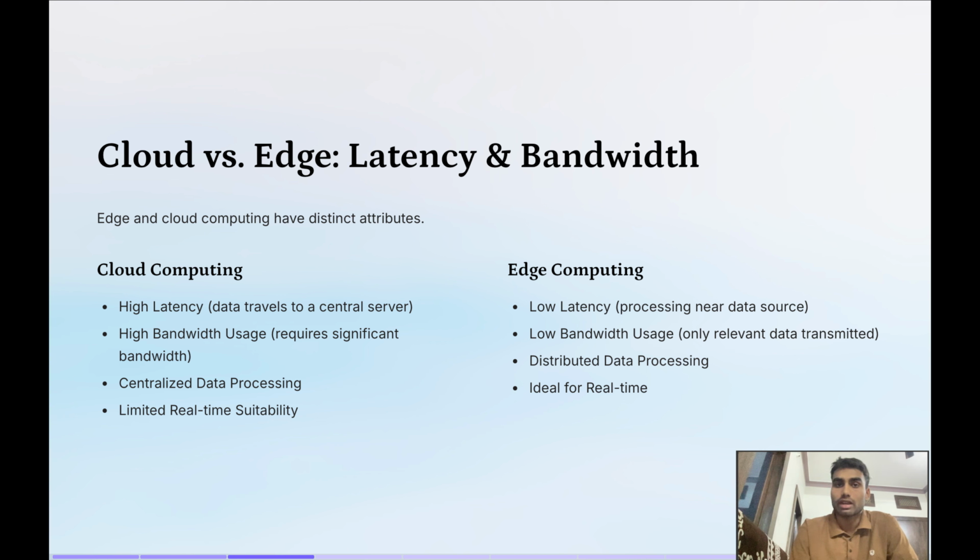So of course only relevant data is transmitted, so it will have low bandwidth. And in centralized data processing, the data is processed on the central servers, and here in distributed data processing, the data is processed on the nearest edge, and limited real time suitability.